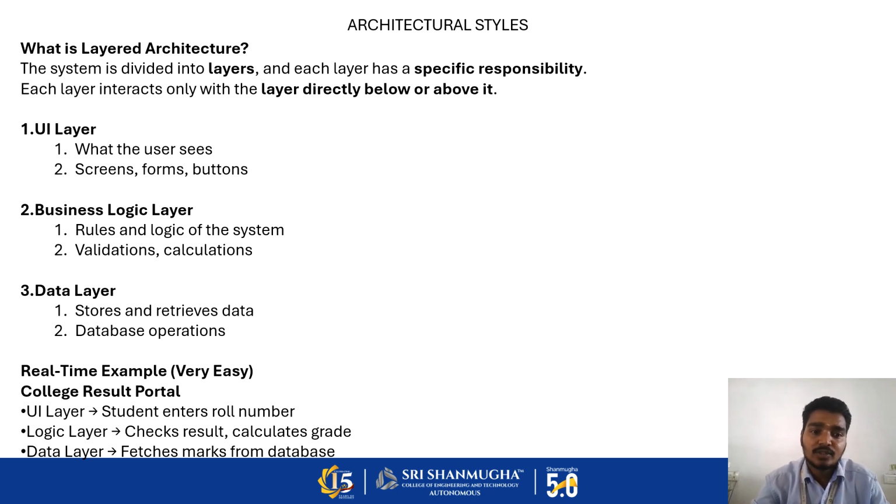So the UI lets the user enter the roll number. The logic layer checks the result and calculates the grade. The data layer fetches the marks from the database. So this is an important concept for the UI layer, business logic layer, and data layer. The UI is the user interface. Business is the logic layer for the system. The data layer is for the database, to store and retrieve data and handle data operations.